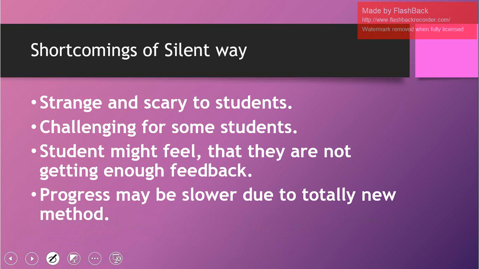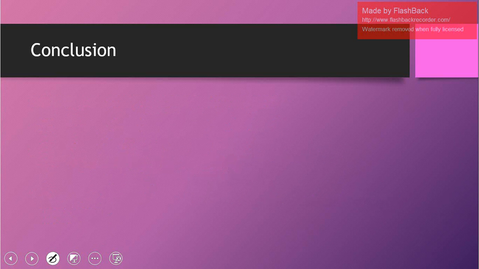Progress may be slower due to the totally new method. This is a new method, new experimentation. The progress would be a little slower at the beginning, so it discourages the students, and this is one of the shortcomings of the Silent Way.